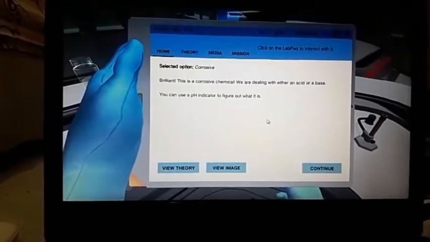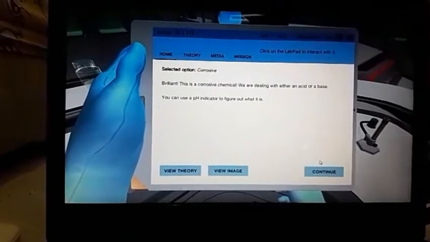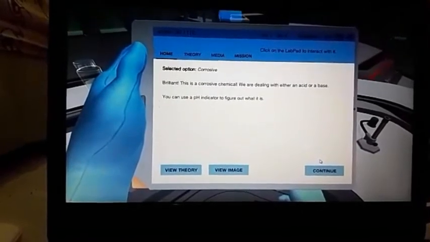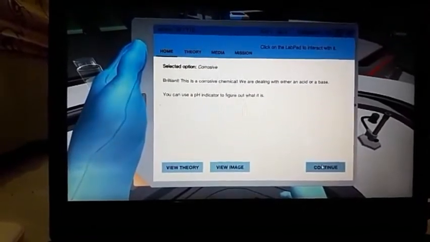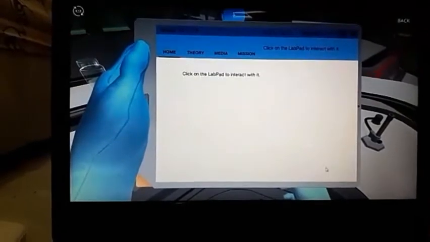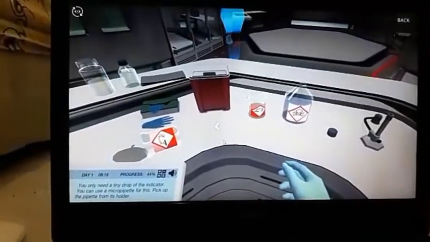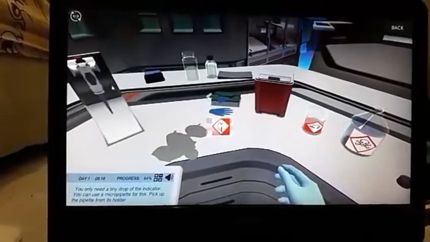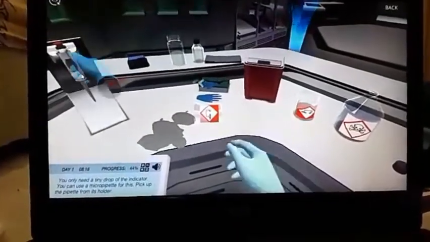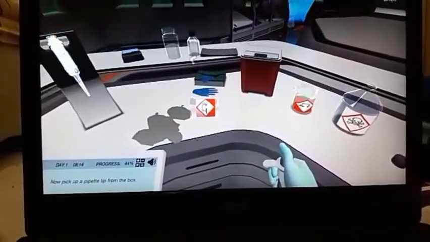Brilliant. This is a corrosive chemical. We are dealing with either an acid or a base. You can use a pH indicator to figure out what it is. You only need a tiny drop of the indicator. You can use a micropipette for this. Pick up the pipette from its holder. Now pick up a pipette tip from the box.